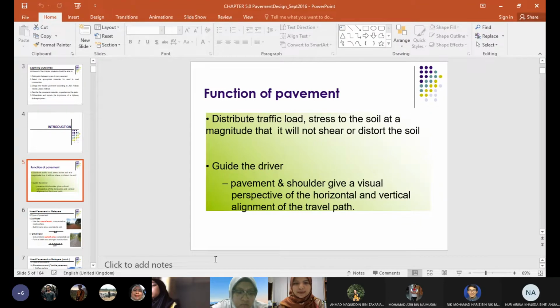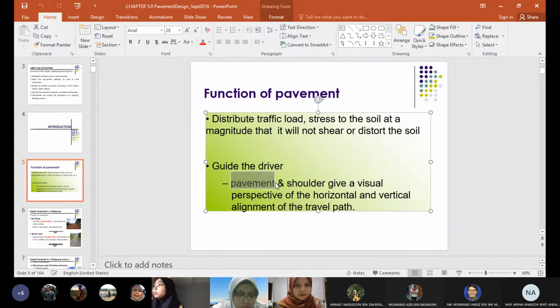Number 2 is to guide the driver. Okay, guide the driver. Sebab apa? Dekat atas tu ada pavement dan juga ada shoulder. Alright. Shoulder is specifically kita kata shoulder tu adalah untuk emergency cases where the car can stop over there, or it is also a lane where you provide for the motorcyclists or for the bicyclists. Those are actually all the rider lah. Those are the function of the shoulder.